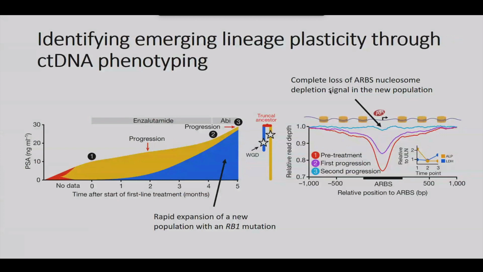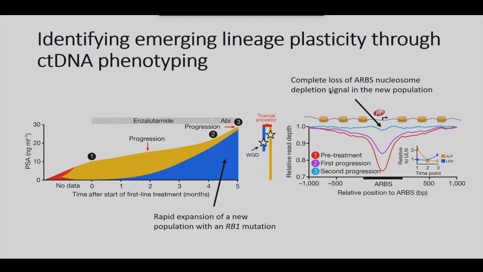My final slide is a case example of how this can be helpful. This was a CRPC treated with enzalutamide followed by abiraterone. This was actually in a clinical trial before we knew that sequence of drugs is not particularly effective. What we saw is that over time, this yellow population, which was the dominant population in ctDNA to start with, disappeared, and we saw a new population represented in blue emerge. Now, this blue population had an RB1 mutation. And some of you may know that RB1 loss in conjunction with TP53 loss is associated with lineage plasticity.